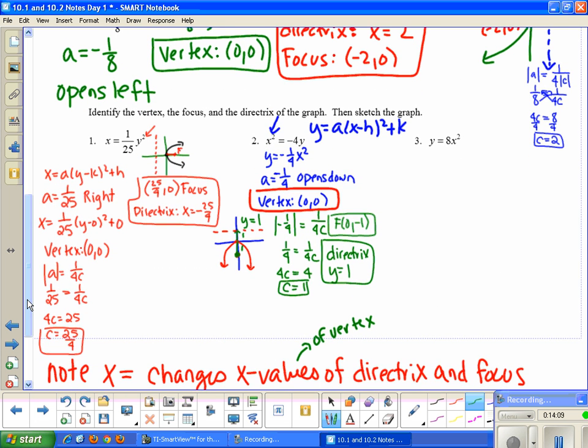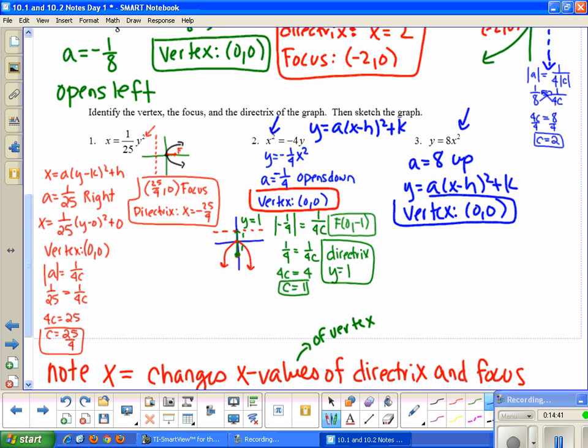So let's go ahead and do this last problem. For this last problem, it's an x squared, which tells me that y equals something x squared is going to open up and down for my parabola. Since my a value is equal to 8, I know my graph opens up. So I'm going to write down the general equation, y equals a times x minus h squared plus k. So in this case, I know I don't have anything attached to x, so my vertex is still at 0, 0.